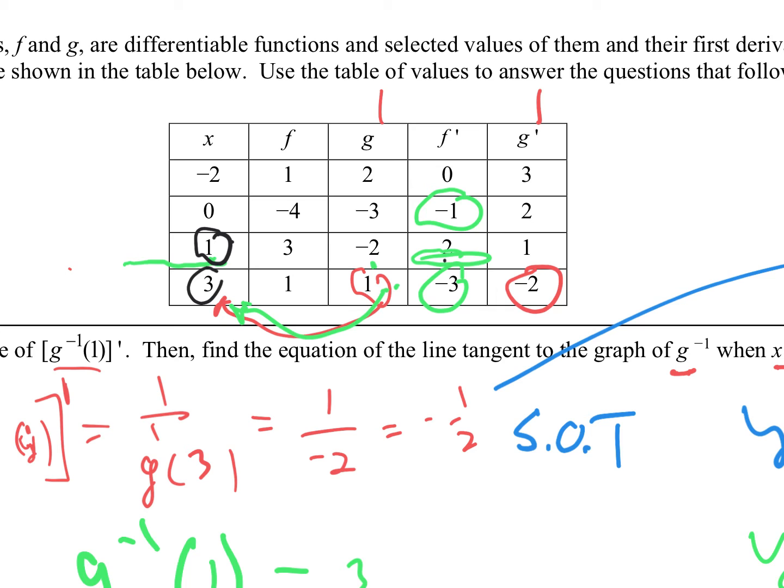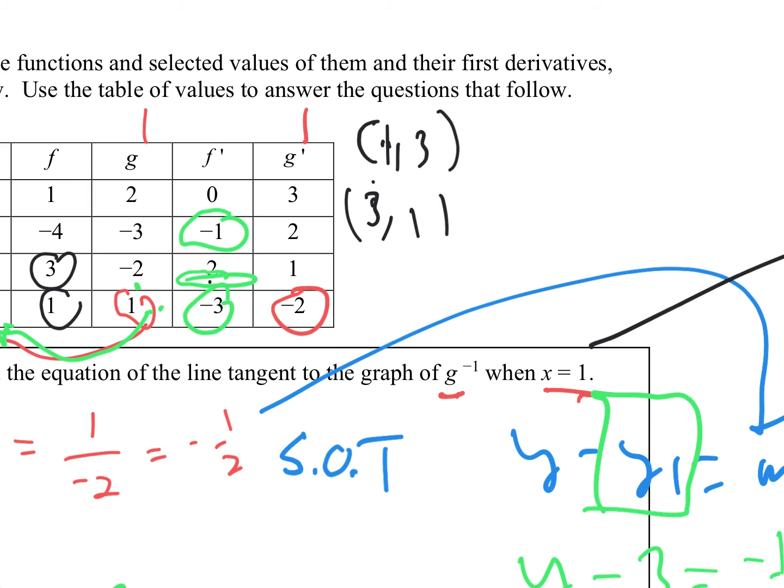Sorry, where am I looking? Wrong one, those are not the right ones I circled. What were the y values? I circled the f prime. I need to circle the y values. 1, 3, because you told me it's between the 1 and the 3, right? So x has to be between these two. Do you remember we did the secant line? If I was to graph it, 1, 3 was here, and 3, 1 is here.